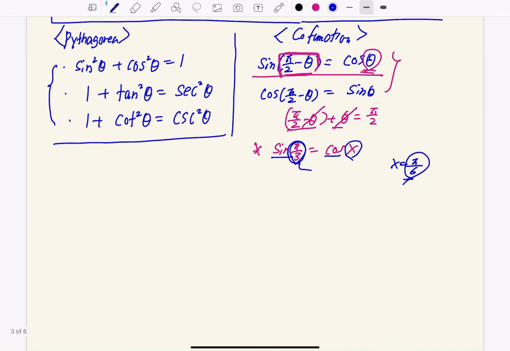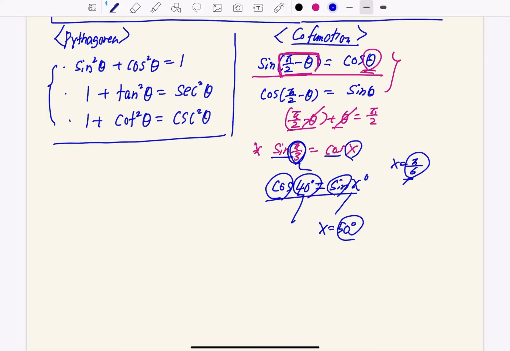What about this? Cosine 40 degrees is equal to sine x degrees. What's x? Cosine and sine are equal when their angles are complementary. So x should be 50 degrees because 50 plus 40 is 90. Cofunction rules explain that. If two angles are complementary, sine and cosine are the same.